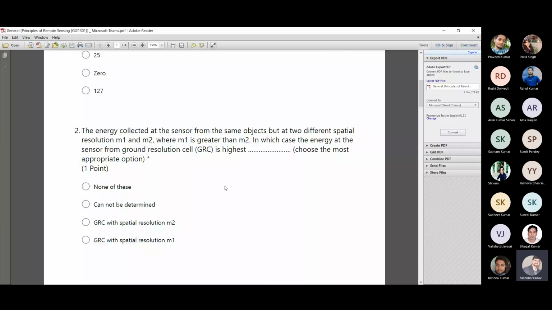So when we change the area of the GRC, then obviously more photons are combining, and more photons in the total outgoing energy constitute energy that increases compared to the GRC which has a smaller area. So the conclusion is, if you increase the spatial resolution, it means you are increasing the ground resolution cell area.